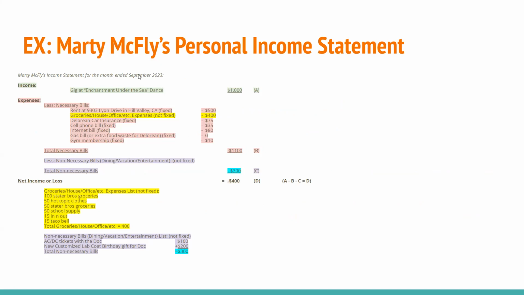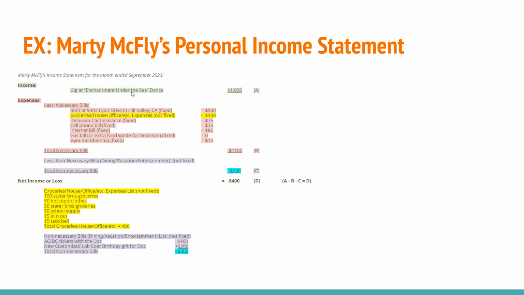Every income statement has an income section, an expenses section, then the fruit of your labor, which is a net income or loss. In this case, it's a net loss. I'm sorry, this should be a positive, but Marty, just like many other students, just doesn't know how to budget. So let's start from the top right here where it says income.